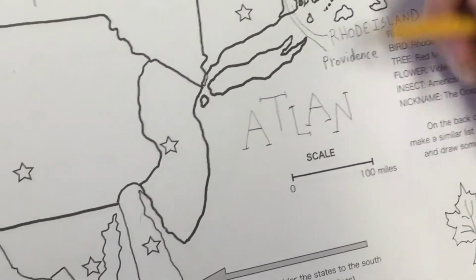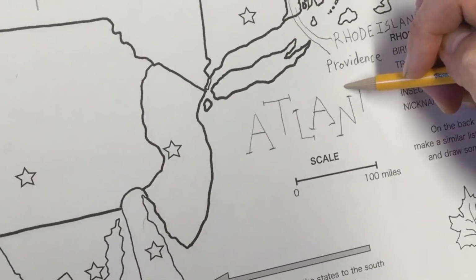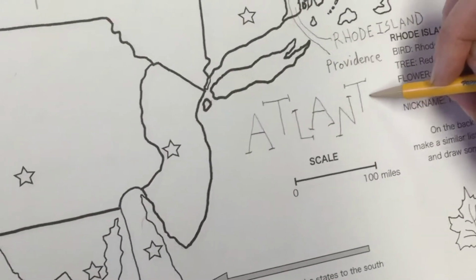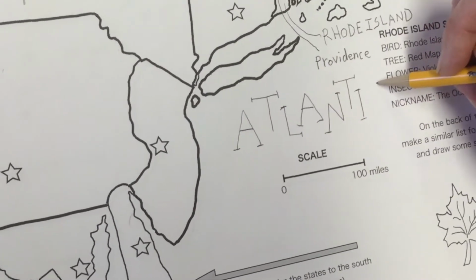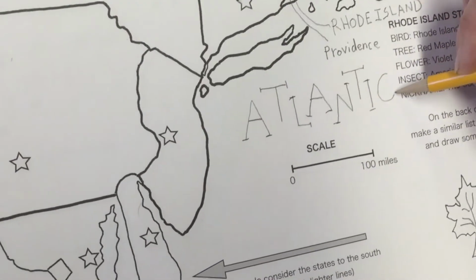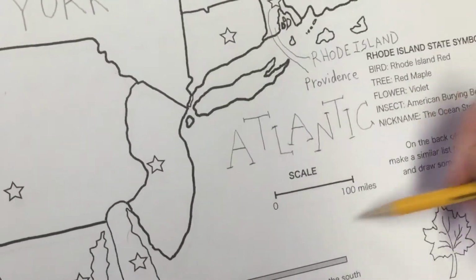You can make your letters look a little more decorative for the ocean names. This is the Atlantic. And I'll say ocean. Maybe I could put it right about here.